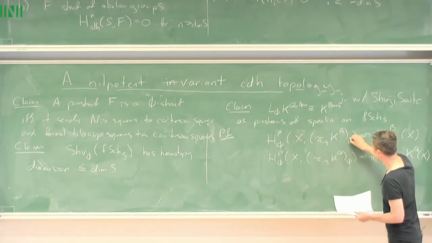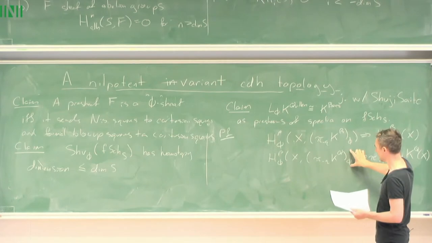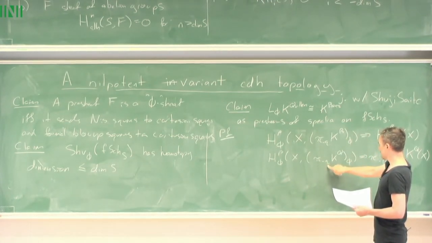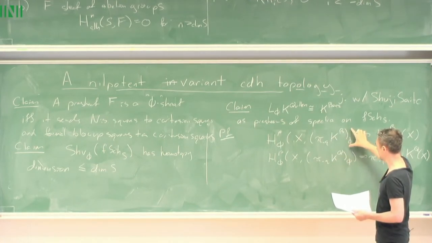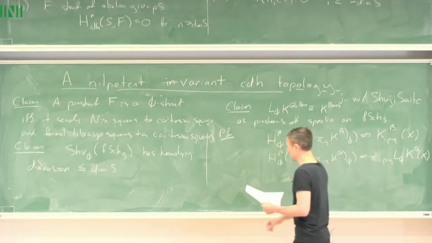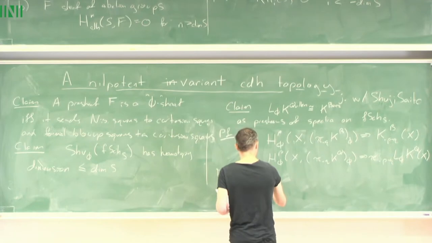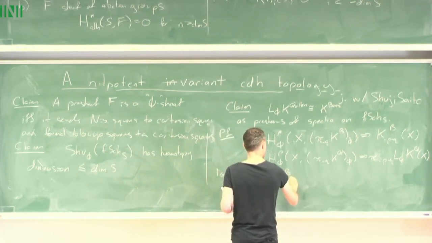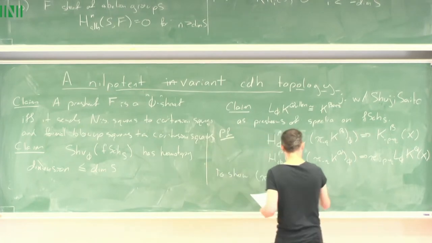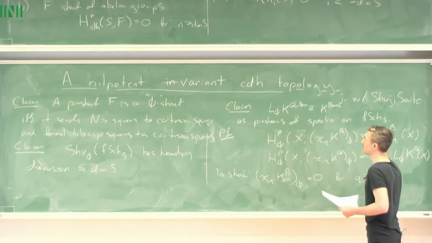So the idea is that if minus q is positive, then we already know that these two sheaves of abelian groups are the same. If minus q is negative, then these ones are zero, and so it suffices to show that these ones are zero to know that these are the same. So we want to show that pi minus q of KB phi is zero for q positive.